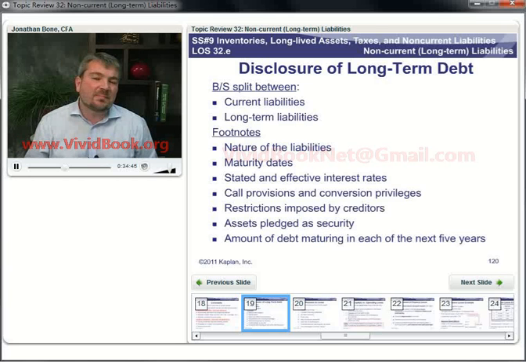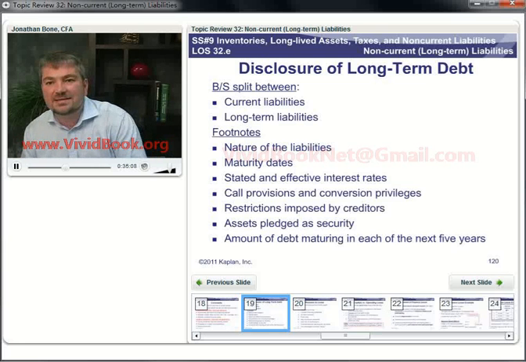Any assets that have been pledged as security on the loans. And then finally, and this one is a key one for the analyst, the amount of debt maturing in each of the next 5 years. Of course, this is very significant because we now know what we're going to have to pay off in the next 5 years, and we can use that to assess the solvency. Do we think the cash flows from operations that they're generating are going to be sufficient to pay off the debt in each of the next 5 years?